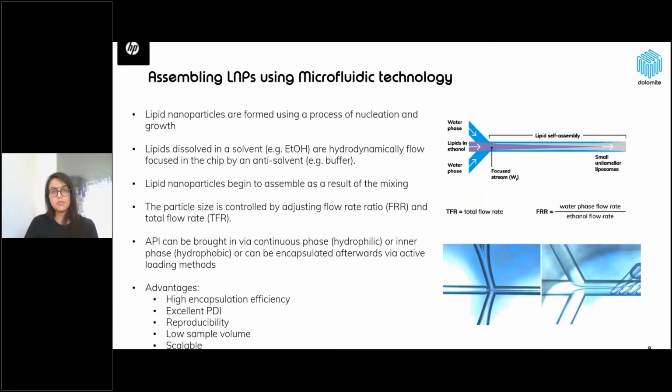And it's also scalable. So whilst it enables you to work in smaller volume, it offers the opportunity to scale your optimized formulation to be able to produce milliliters to liters at a time.